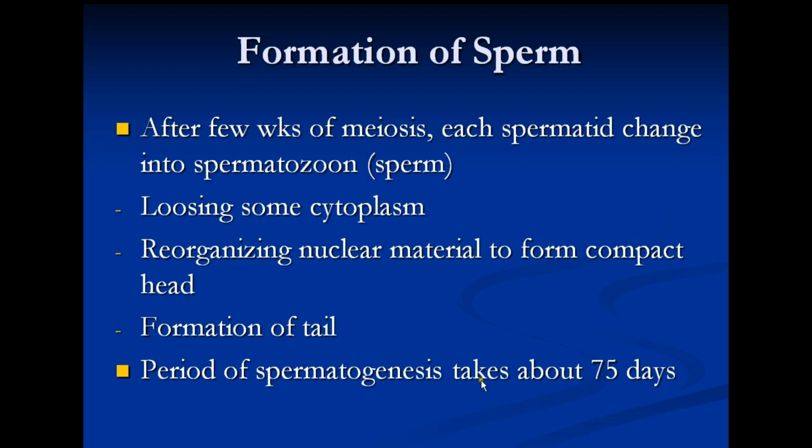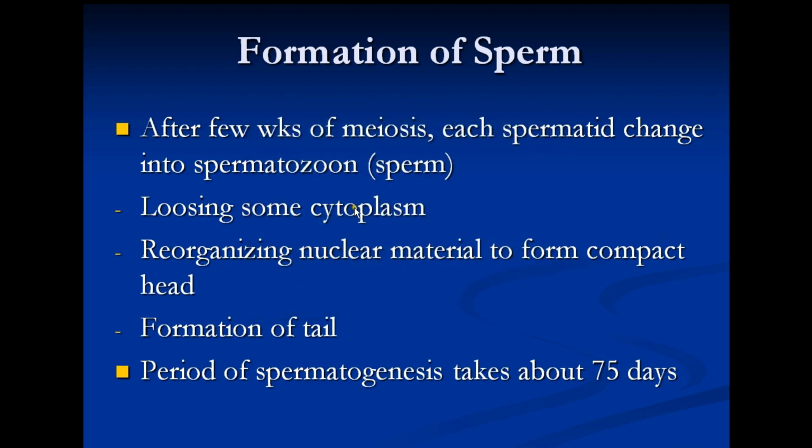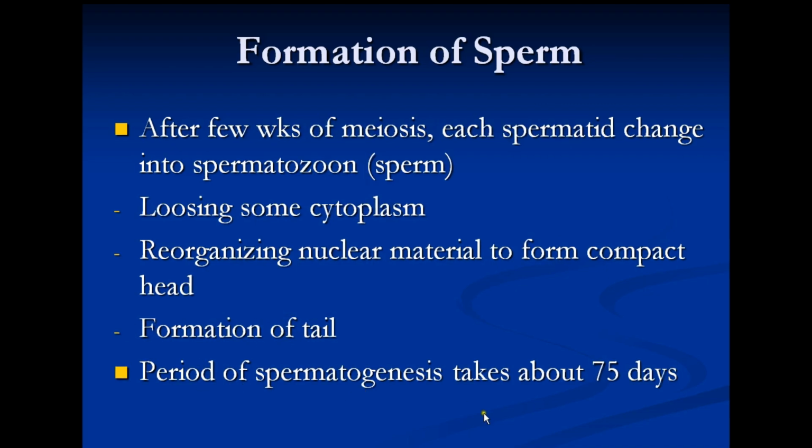So, formation of the sperm: after a few weeks of meiosis, each spermatid changes into the spermatozoon, which is the singular form of sperm, losing some cytoplasm, reorganizing the nuclear material to form the compact head, and forming the tail. The period of spermatogenesis takes about 75 days.